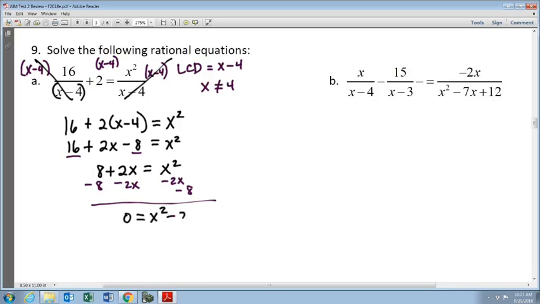So notice on the left you're going to get 0, and on the right you're going to have x squared minus 2x minus 8. Now this is a trinomial, and the AC method is what we'll want to use to factor this. So we need two numbers that multiply to negative 8 and add to negative 2.